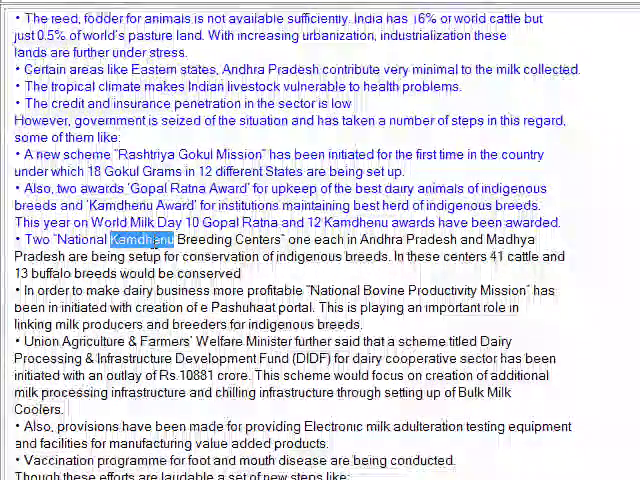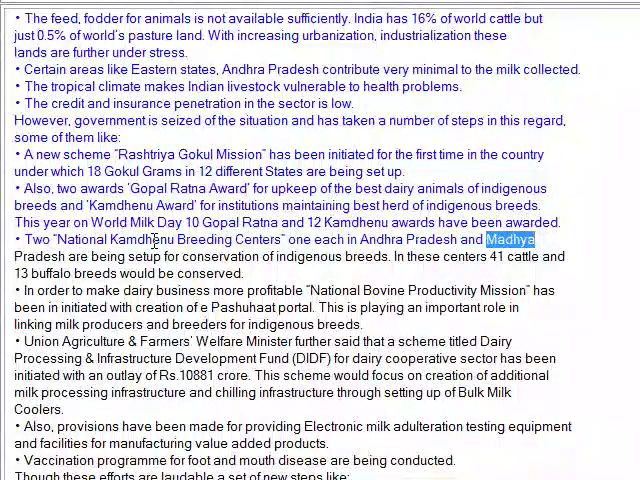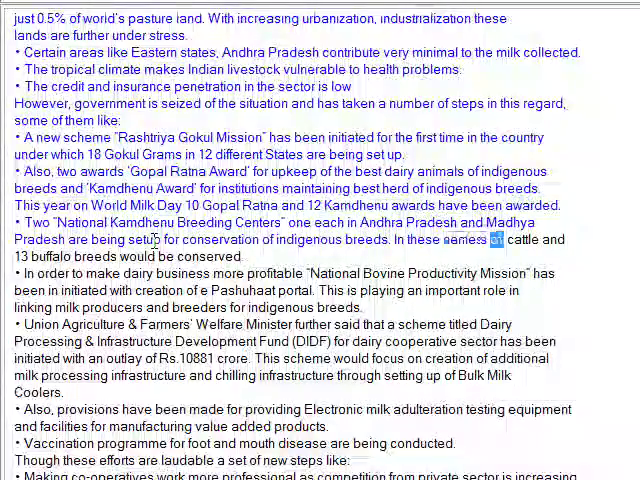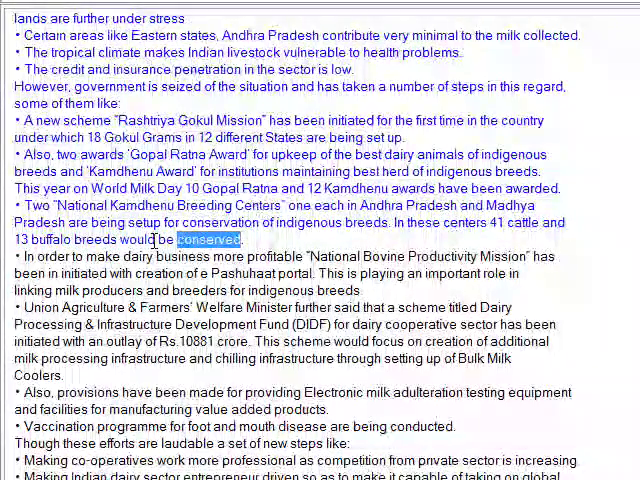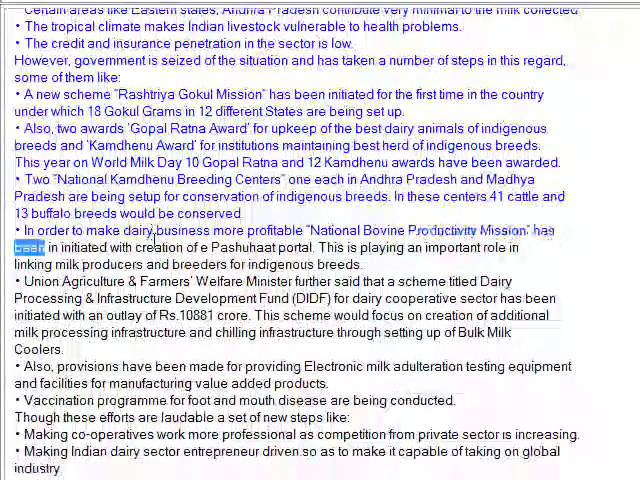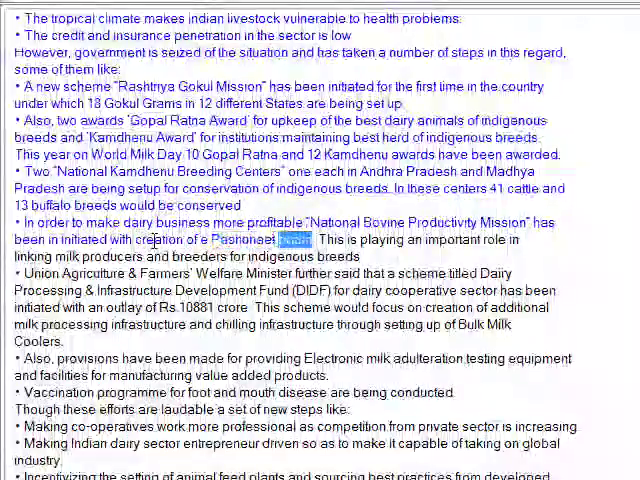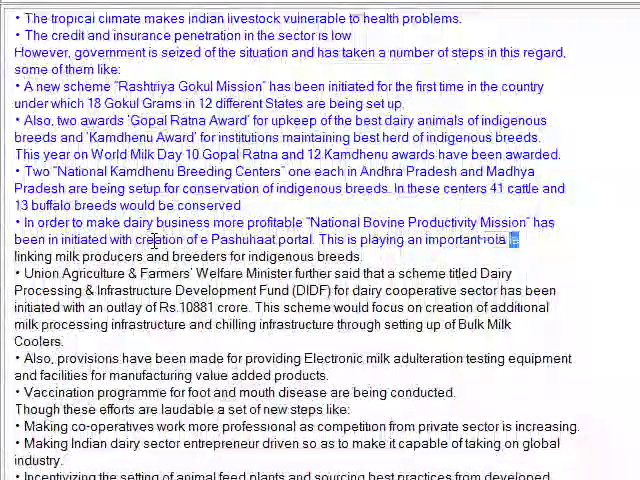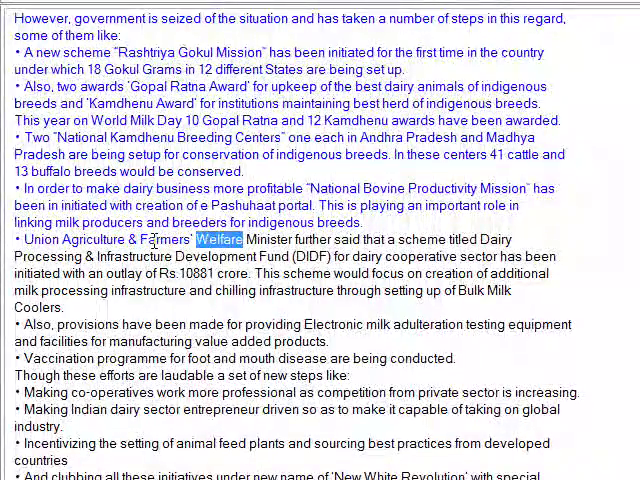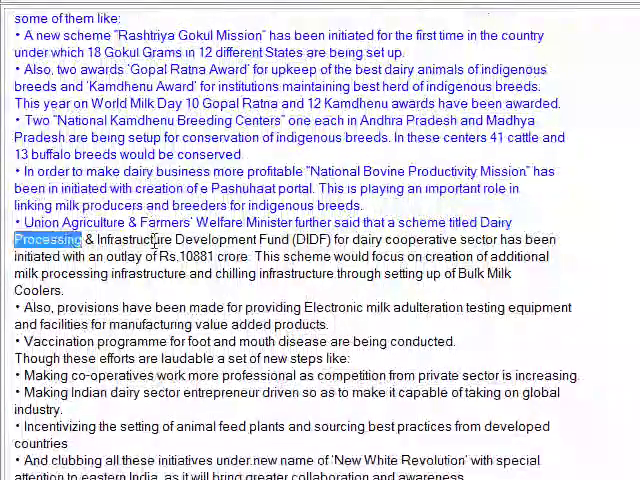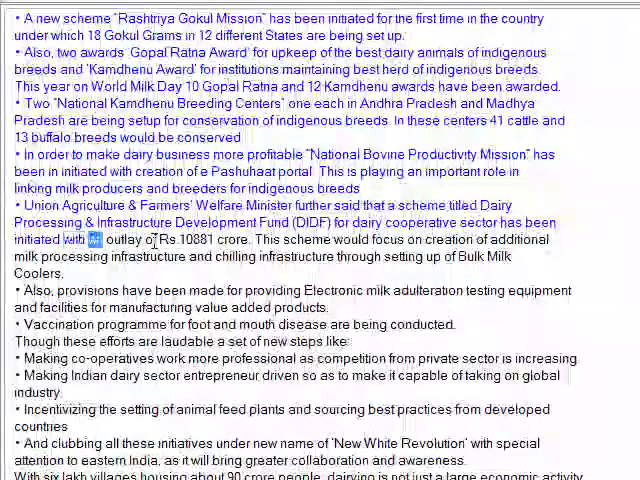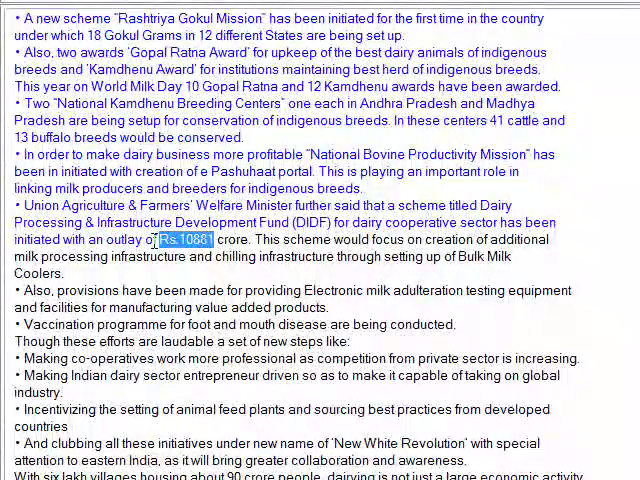2 national Kamdhenu breeding centers, one each in Andhra Pradesh and Madhya Pradesh, are being set up for conservation of indigenous breeds. In these centers 41 cattle and 13 buffalo breeds would be conserved. In order to make dairy business more profitable, the National Bovine Productivity Mission has been initiated with creation of the ePashu portal. This is playing an important role in linking milk producers and breeders for indigenous breeds. The Union Agriculture and Farmers Welfare Minister further said that a scheme titled Dairy Processing and Infrastructure Development Fund (DIDF) for the dairy cooperative sector has been initiated with an outlay of Rs.10,881 crore.